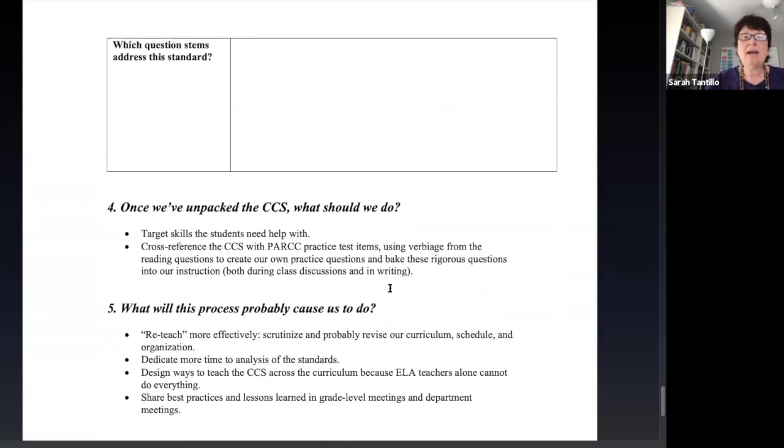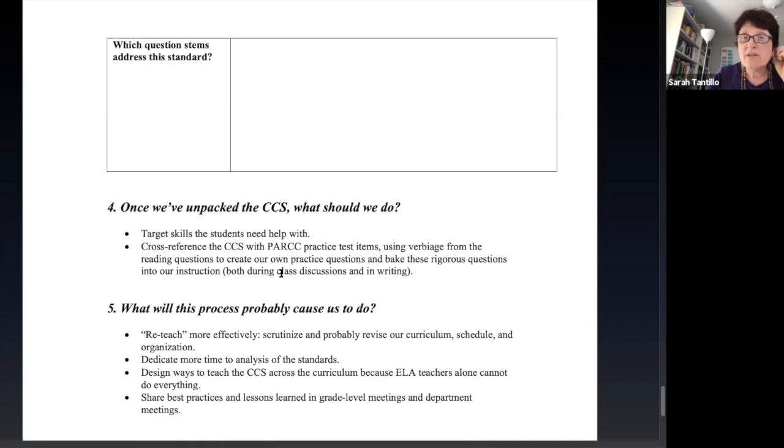Okay, so we're back. The last couple of things I want to address. Once you've unpacked the standards, what should you do? It's really critical, now that you've unpacked a particular standard, to look at the key skills that you need to target. What do particular students need help with skill-wise? That's what you've got to think about. It's not the whole standard, it's discrete skills that you want to target.